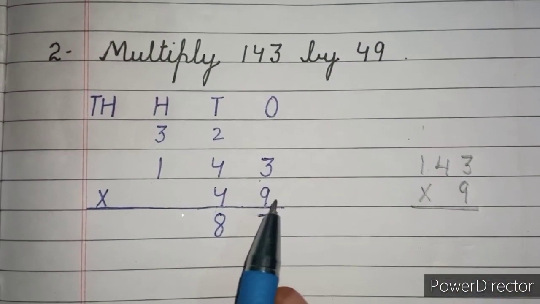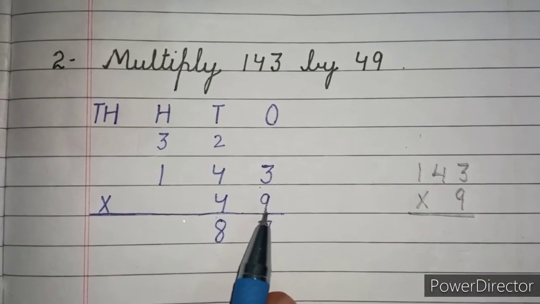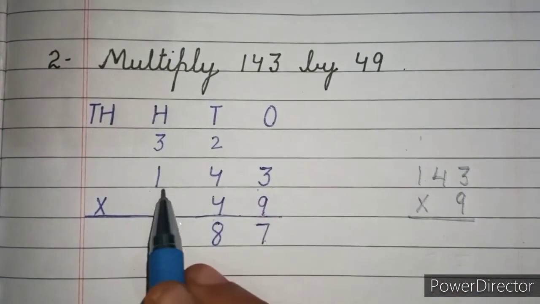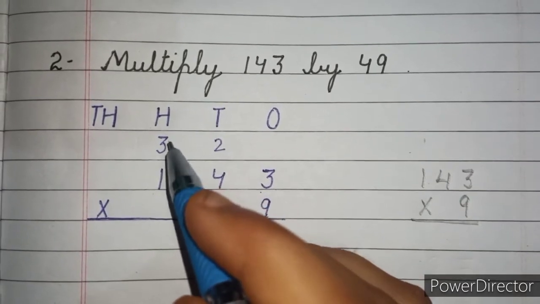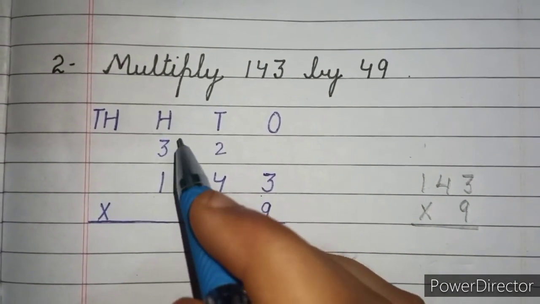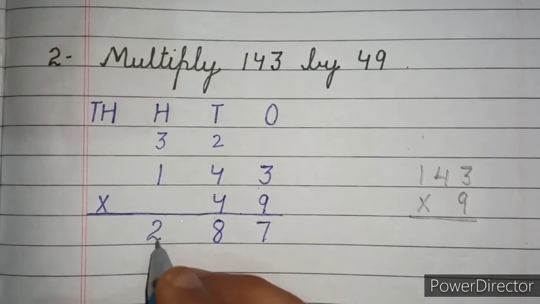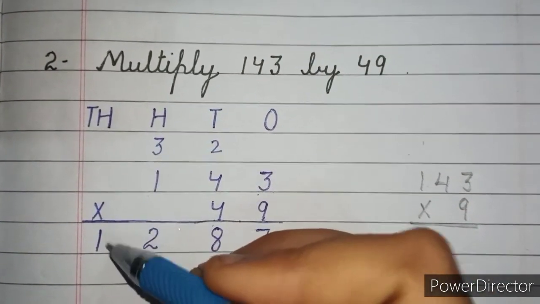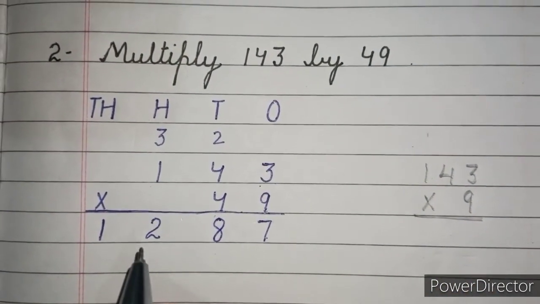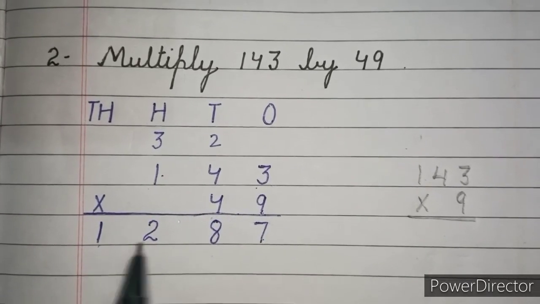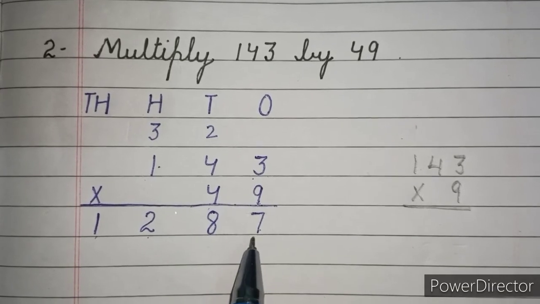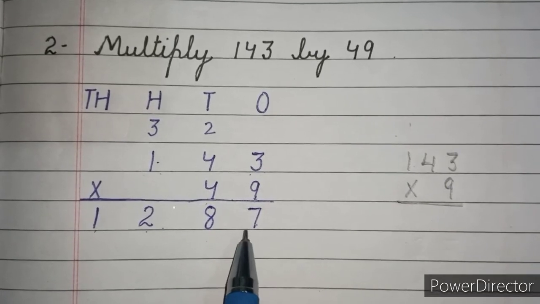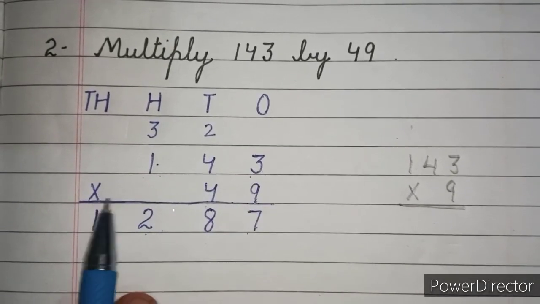Next multiply 9 by 1. 9 into 1 is 9. Now we have to add 9 and 3. So 9 plus 3 is 12. Then 2 will be written under the hundreds column and 1 under the thousands column. 143 into 9 is 1287. 1287 is the product of 143 into 9.